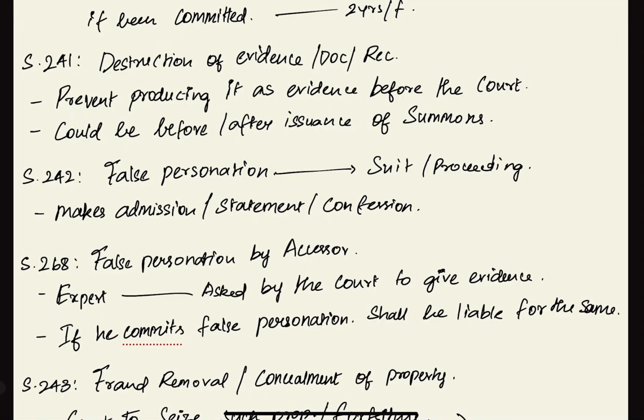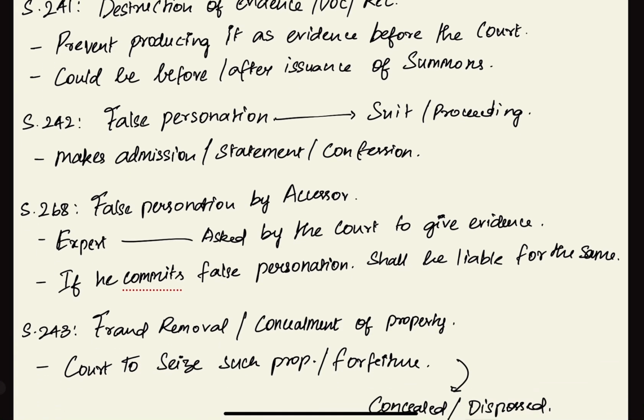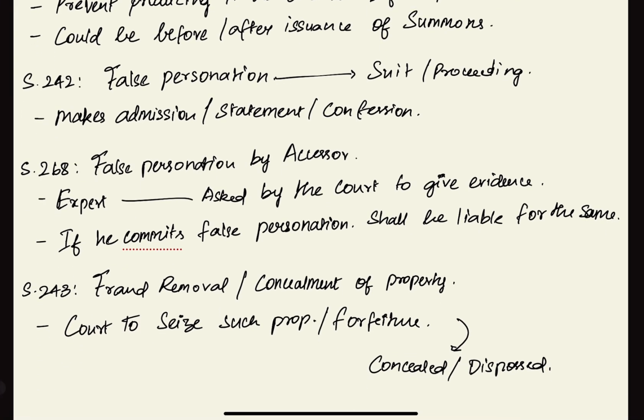Section 242 deals with false personation. When a person has to be produced before the court and makes admissions, statements or confessions, and false personation has been made with such persons in any suit or proceedings, they shall be held liable under this section 242.